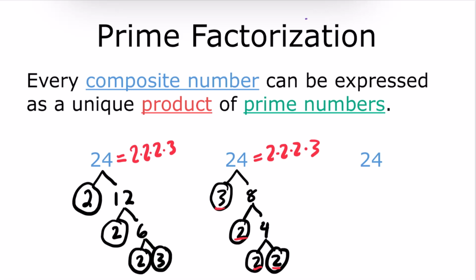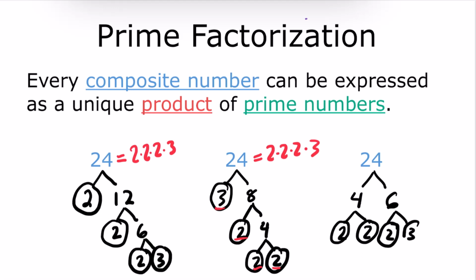As one more example of what this could look like, you could say 24 equals 4 times 6. So you could do 4 times 6. Neither one of those is prime, so I need to break them both down further. The number 4 can be broken down into 2 times 2, which are both prime. And 6 can be broken into 2 times 3, which are also both prime. But again, notice that the prime factorization ends up being the exact same because you have 3 2's and 1 3 that are all multiplied together. So that's how you can find the product of prime numbers that a composite number is equal to. And that's called prime factorization.